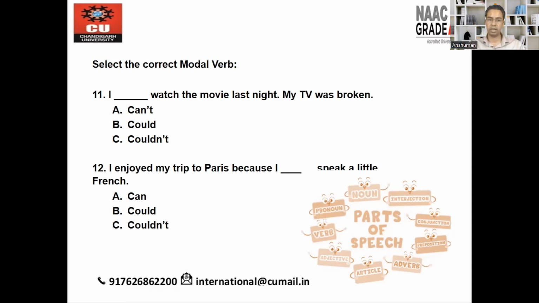Question number 12 says, I enjoyed my trip to Paris because I dash speak a little French. The correct answer is can. Because although the trip has been completed, the particular person still knows French and still talks about speaking French. Whenever we talk about an ability, not possibility, ability, then we will always be using can. Hence, I can speak a little French. So the correct option is option A.